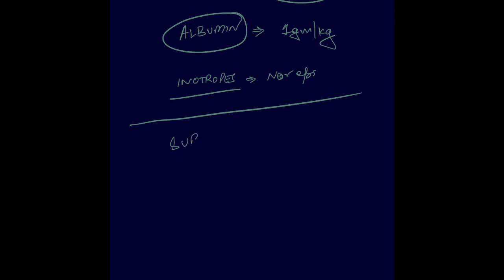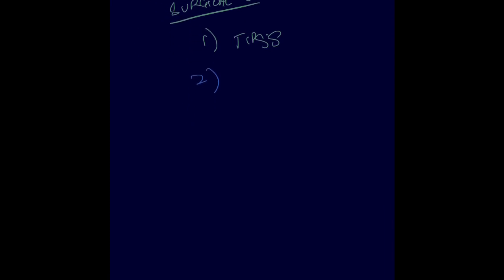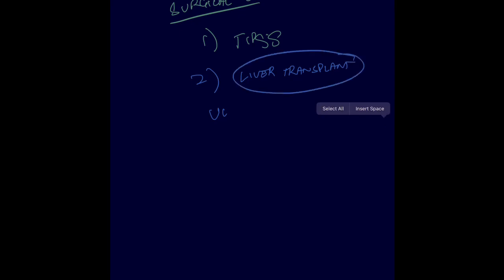You can also go for surgical management. If you need to go for surgical management, you have two options available. The first option is TIPS, transjugular intrahepatic portosystemic shunt. Okay, and finally, the ultimate treatment is liver transplant. The final treatment that can save the patient is liver transplant. Liver transplant will save the patient.